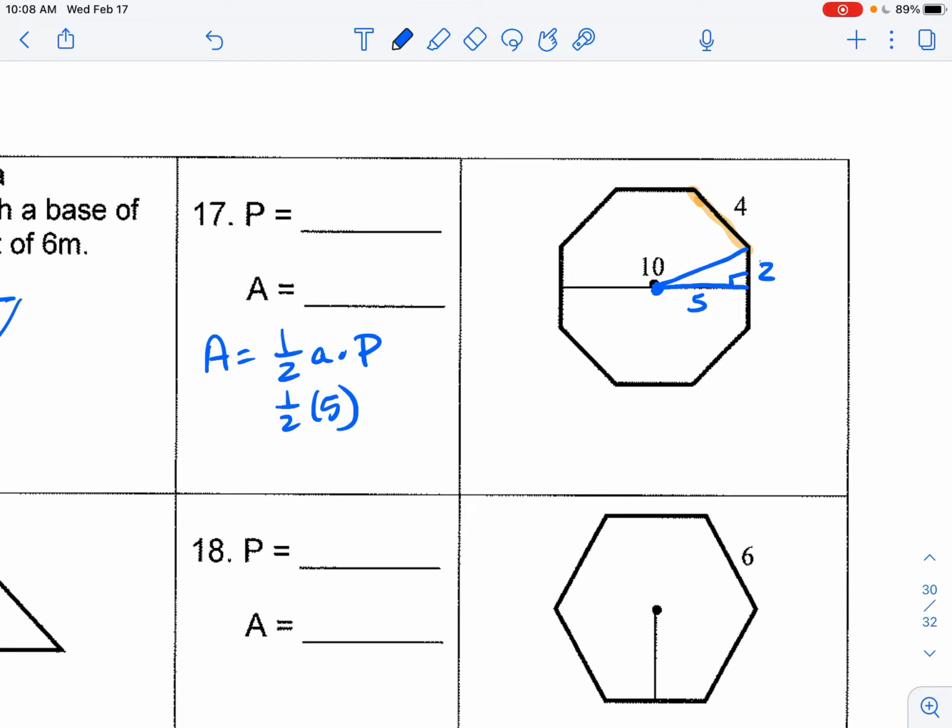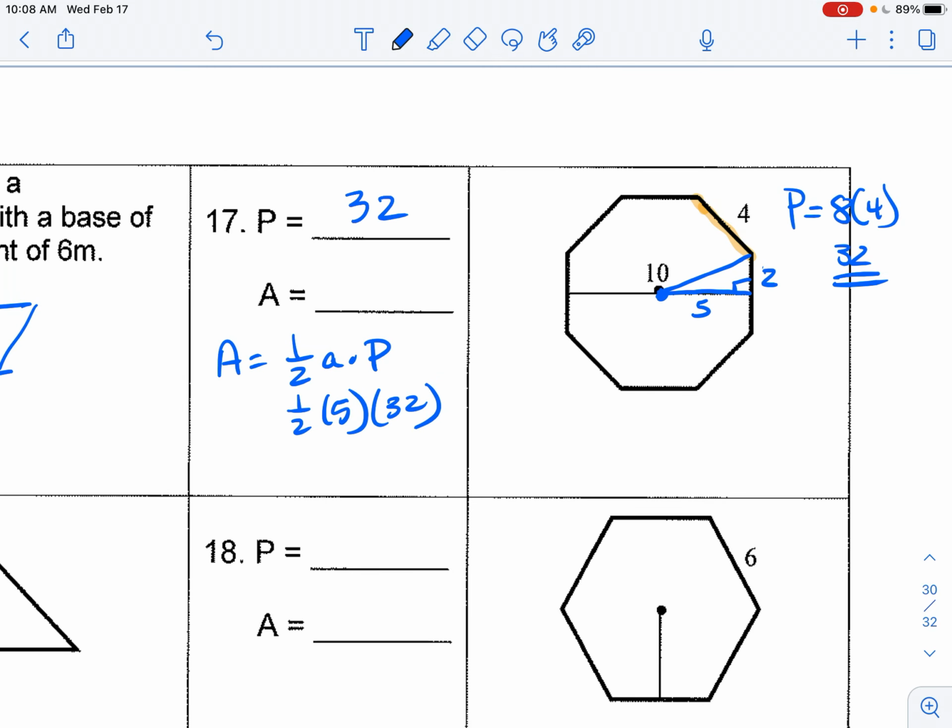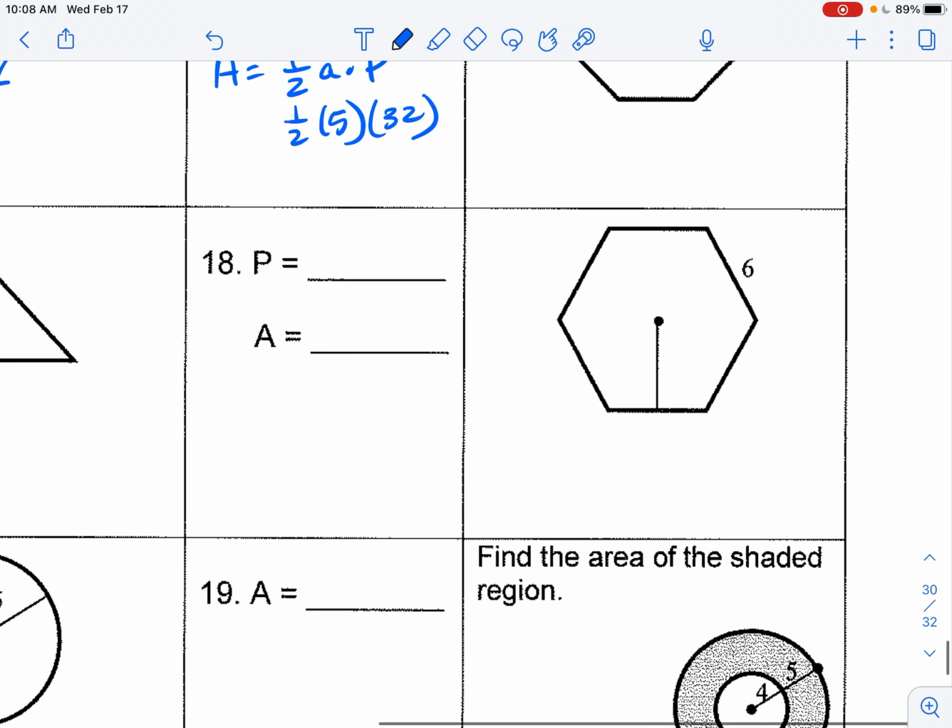Oh, I don't even need that. All I need to do is my perimeter, which is 8 times 4, which is 32. Man, I was making this harder than it looked. So my perimeter is 32. So it's just going to be 1/2 times 5 times 32. And take that to my calculator. How about 80? My area, and that's just units, my area is 80 units squared.